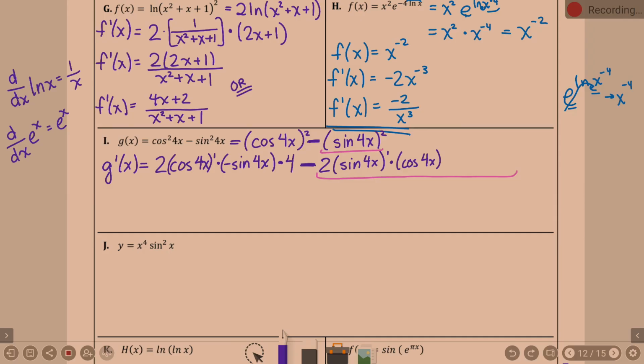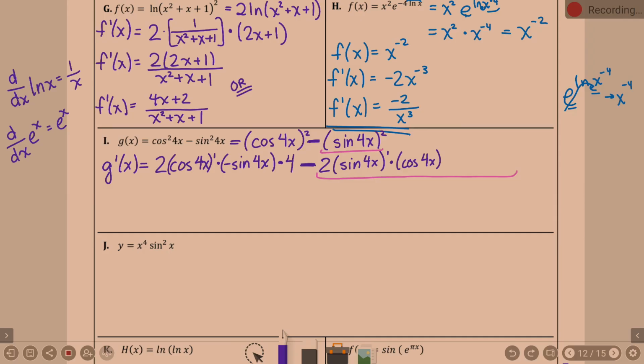So when it's a power of 2, move the 2 out front, keep the inside the same, subtract 1 from the power, so times 1. And then, unless that inside is just a plain old x, we have to do the chain rule, derivative of cosine of something. Derivative of cosine of something is negative sine of something. But then, one more time, since there's a 4x here, it's not just an x, what's the derivative of 4x?